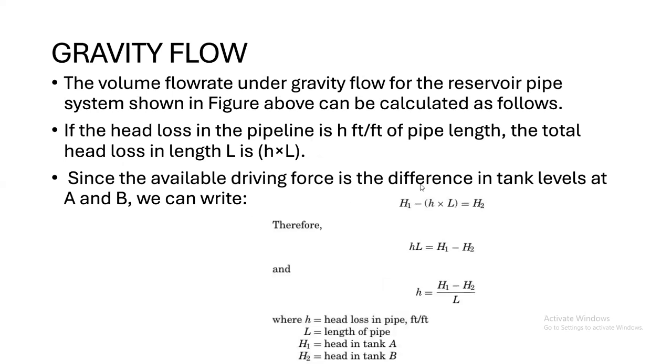Since the available driving force is the difference in tank levels at A and B, we can write H1 minus this head loss times the length of the pipe will give you H2, right? Therefore, HL is equal to H1 minus H2. Using a mathematical manipulation, h is equal to (H1 minus H2) over L, where your h is your head loss in the pipe, in feet per foot length of pipe, H1 is the head in tank A, and H2 is the head in tank B.